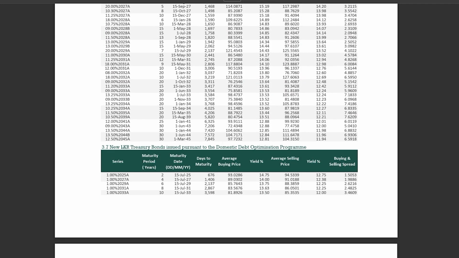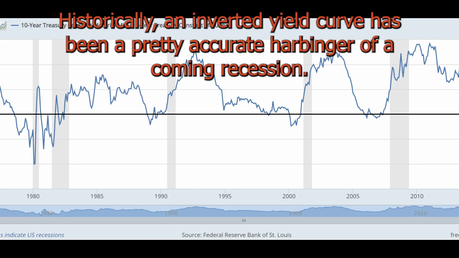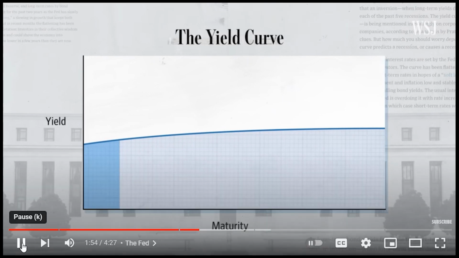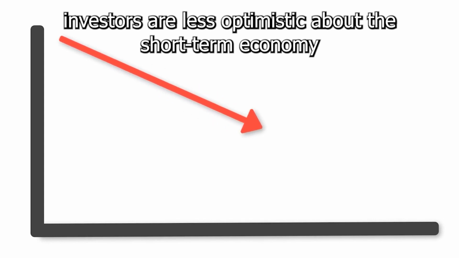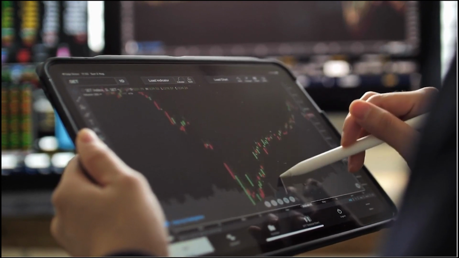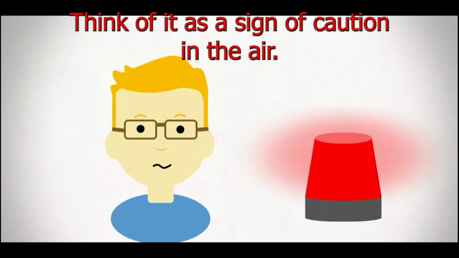Predicting recessions? Tell me more. Here's where it gets spicy. Historically, an inverted yield curve has been a pretty accurate harbinger of a coming recession. When short-term bond yields become higher than long-term yields, our curve dips downwards, and that's an inversion. It's like the universe flipping the script. It means that investors are less optimistic about the short-term economy and are willing to settle for lower yields in the long run, just for the promise of safety in uncertain times. Think of it as a sign of caution in the air.